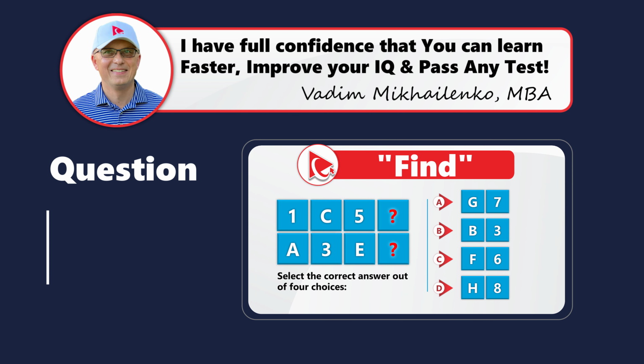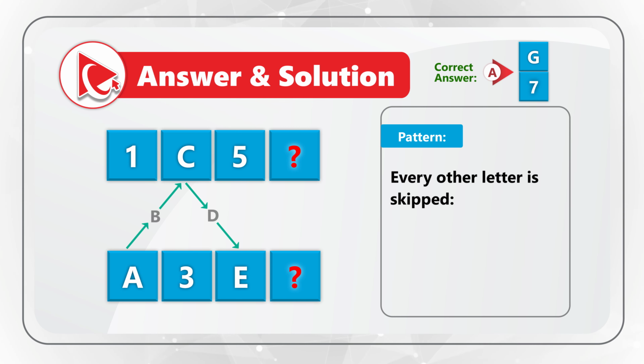And here's why. I see the pattern that every other letter here is skipped. Let's take a look. If we start with the bottom letter A, then comes letter B, but then we see letter C in the second column. Then comes letter D, which is skipped, and then we see the letter E, which means that the letter F will be skipped, and we will see the letter G.